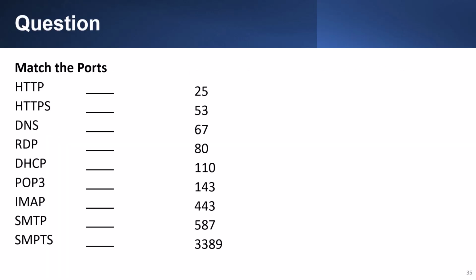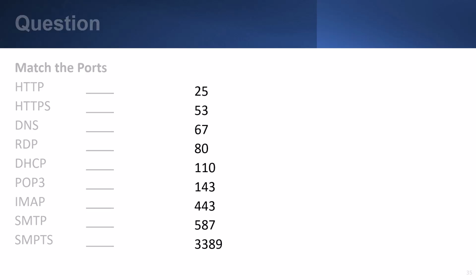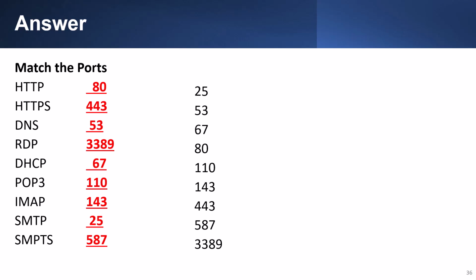Match the ports shown on the screen. Answers: HTTP is port 80, HTTPS is port 443, DNS is port 53, RDP is 3389, DHCP is 67, POP3 is 110, IMAP is 143, SMTP is 25, and SMTPS is 587.